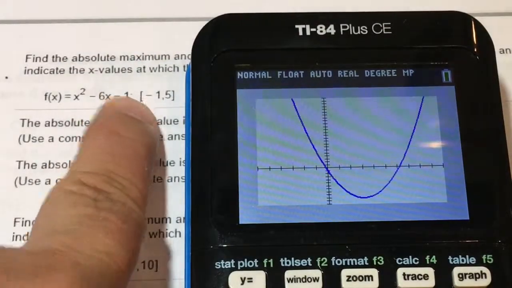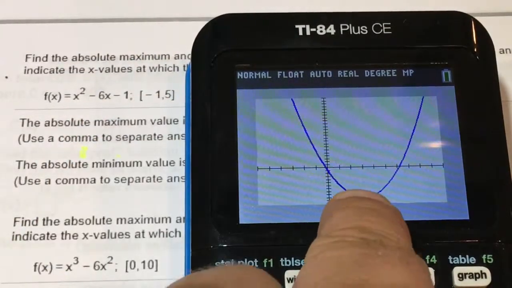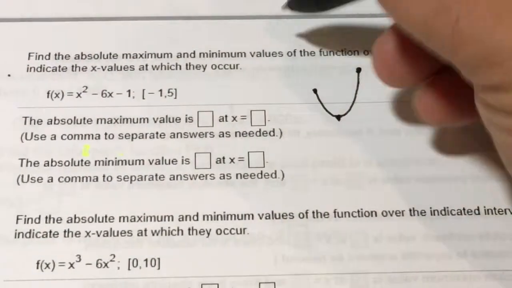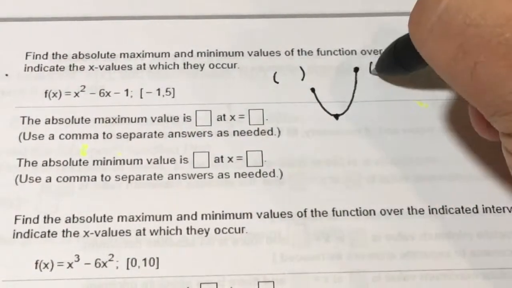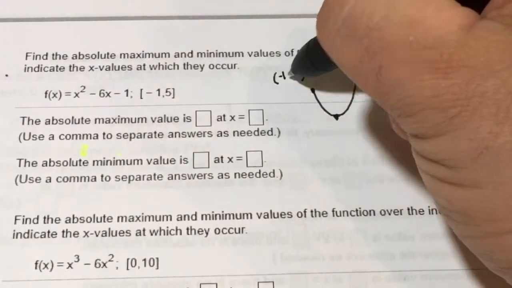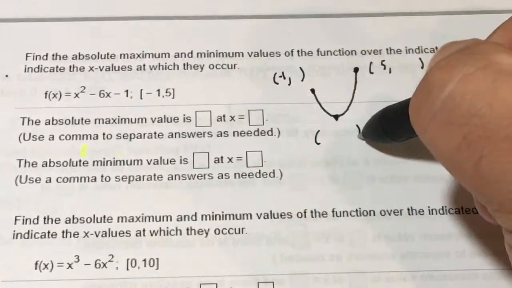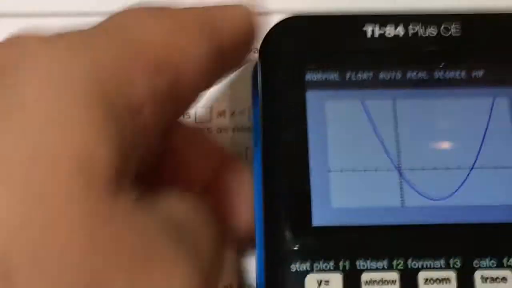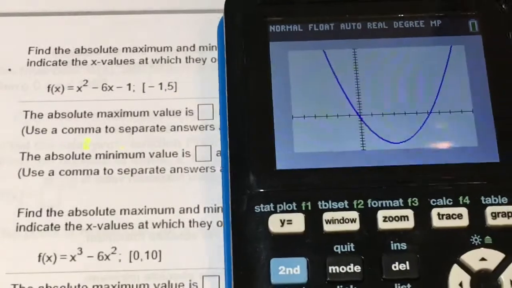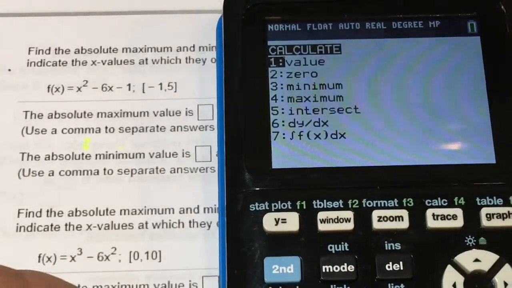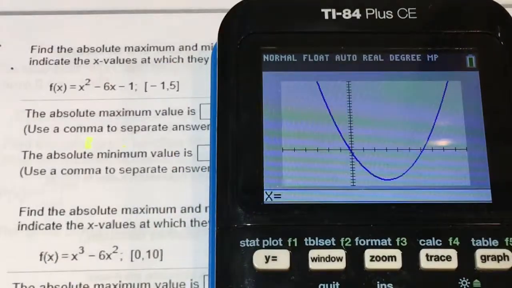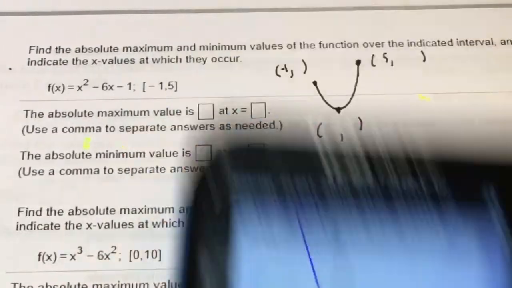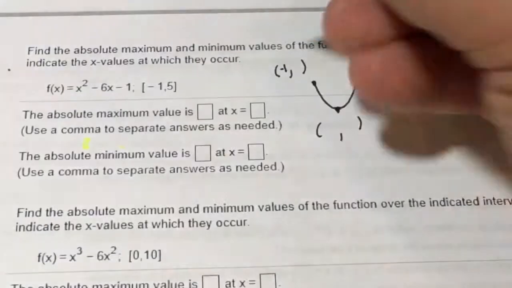So I have a -1 x value, a 5 x value, and this value in between, the vertex. So I'm going to find all three of those. I'm going to find my -1 value, I'm going to find my 5 value, and I want to find my vertex values. So I'm going to go right to window. I'm sorry, I'm going to go right to second calc value. I want to see what my -1 value is. And that's going to be 6. So this coordinate here is going to be -1, 6.